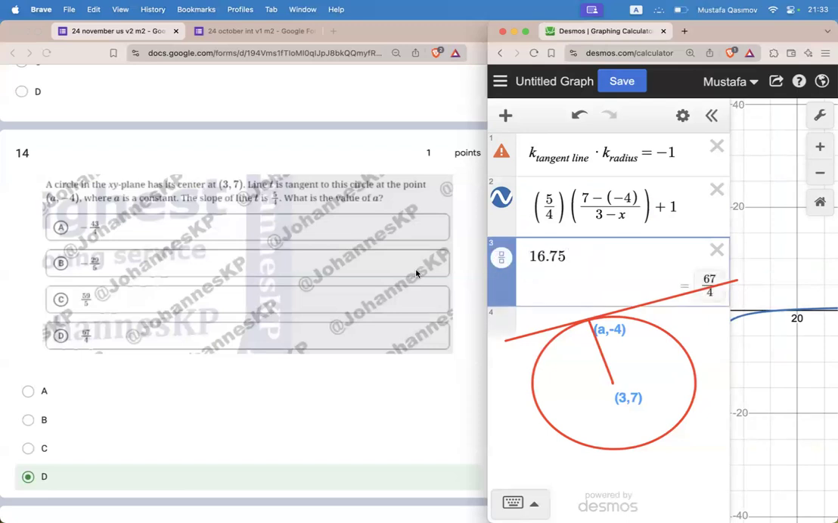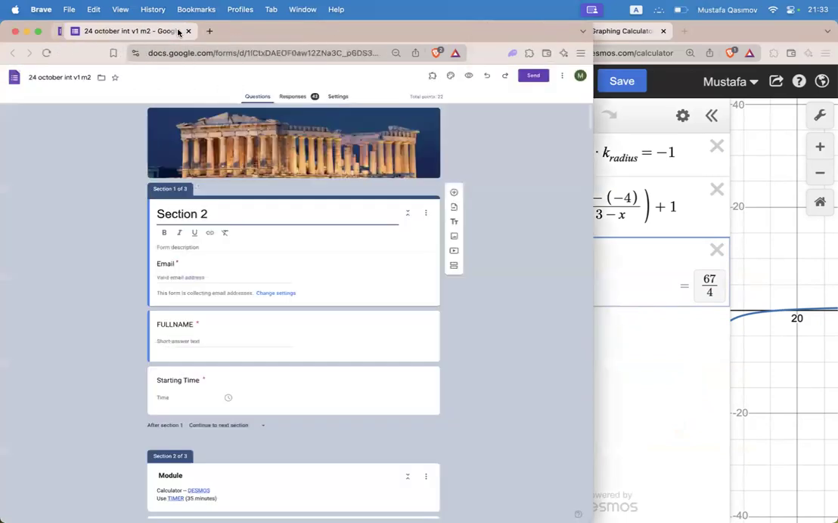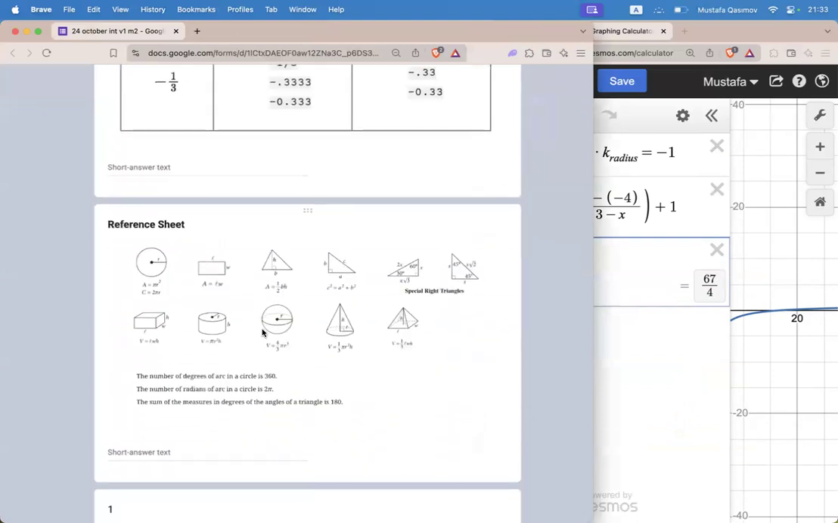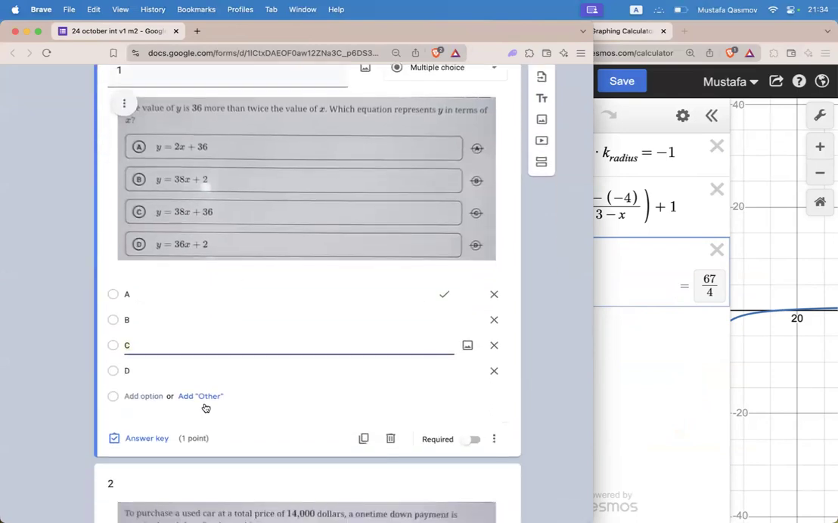Okay, if you don't have any question, we can look at the second one. Value of y is 36 more than twice of x. It will be 2x plus 36.